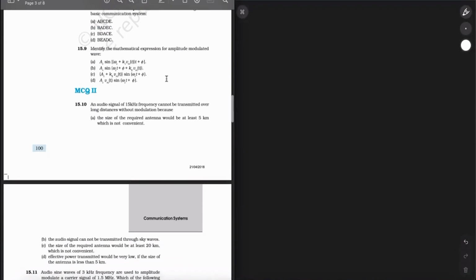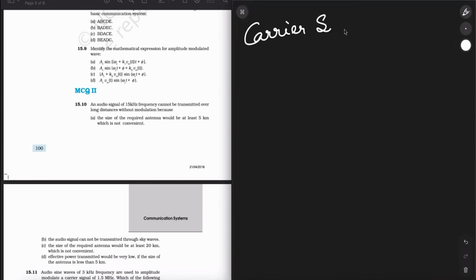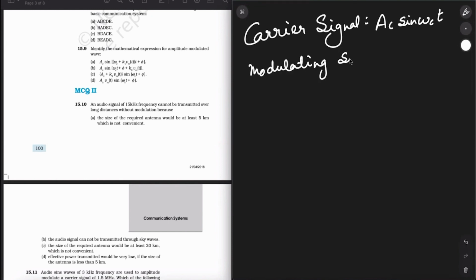Now, identify the mathematical expression for amplitude modulated wave. Okay. So I'll write it like this. First of all, there is a carrier signal. Carrier signal can be written as A_C sin ω_C t. All right. Modulating signal. It is A_M sin ω_M t.